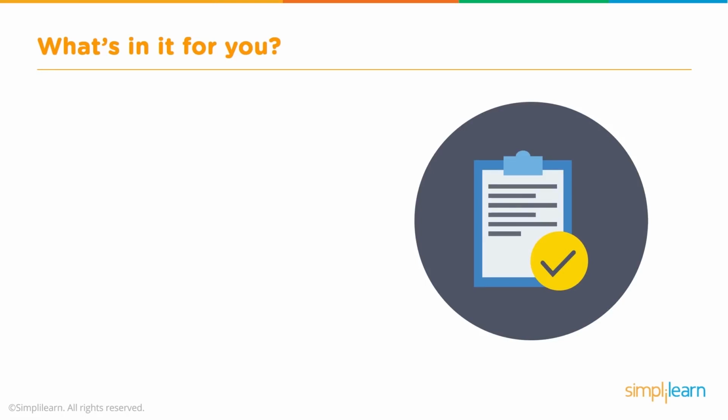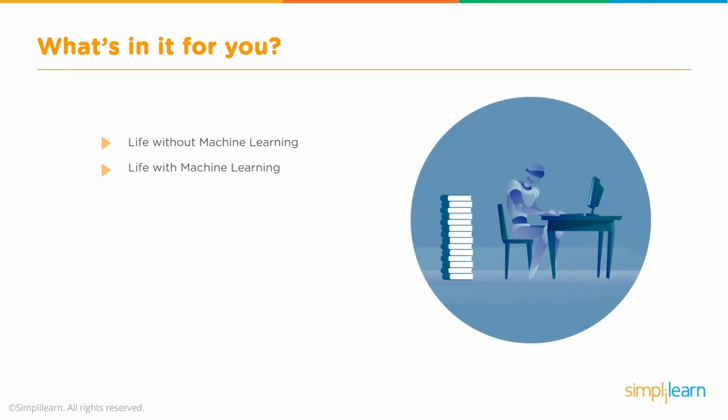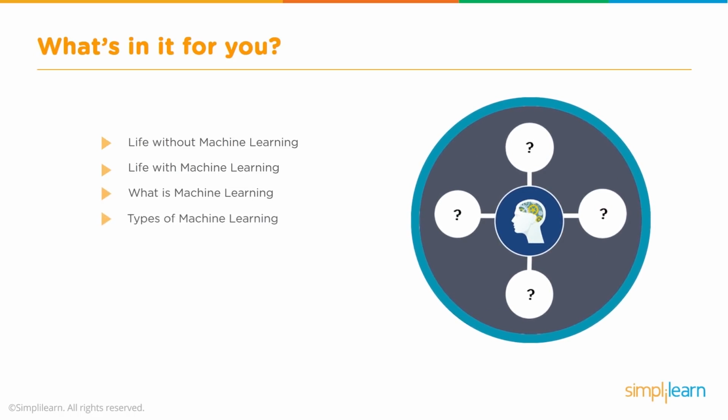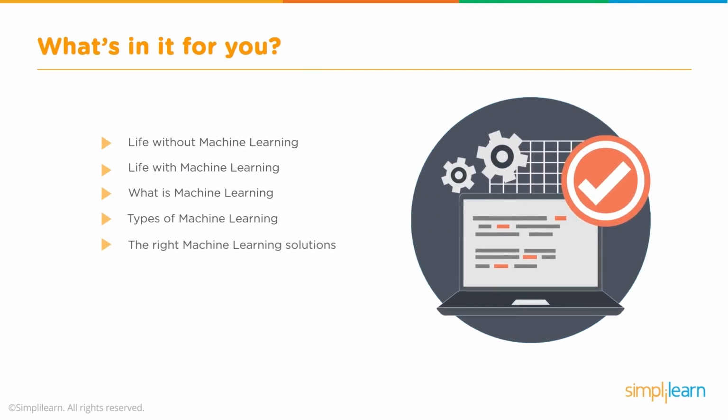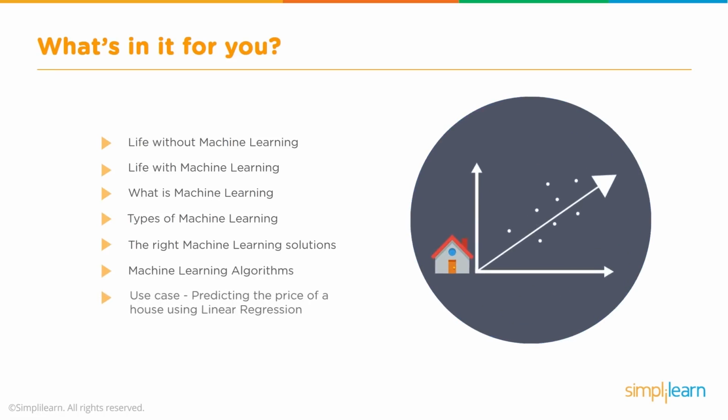So to start off with, let's have a look at the agenda here. First, we'll look into a life without machine learning. Then we'll move into a life with machine learning. Then we'll try to understand what is machine learning actually. Then we'll look into the types of machine learning. We'll talk about the right machine learning solutions. Then we'll move into the different algorithms that machine learning has. Finally, we'll do a use case wherein we'll be predicting the price of a house using linear regression.